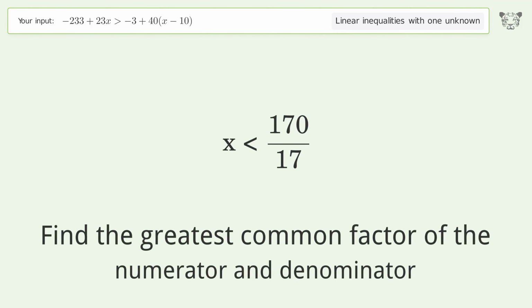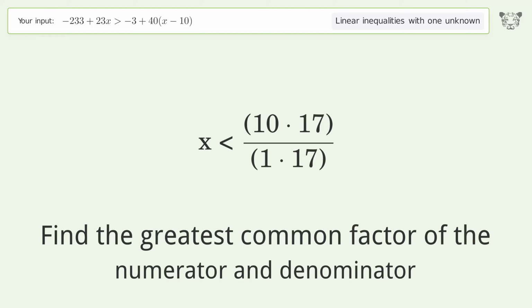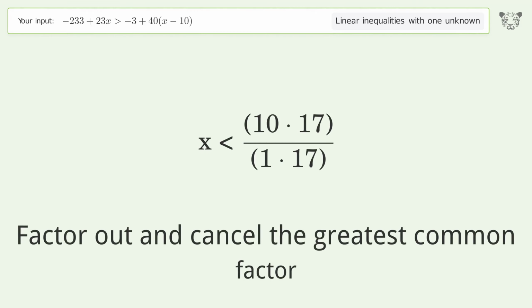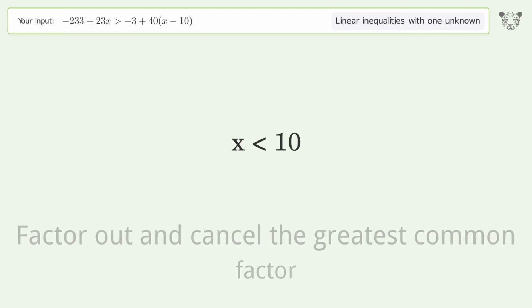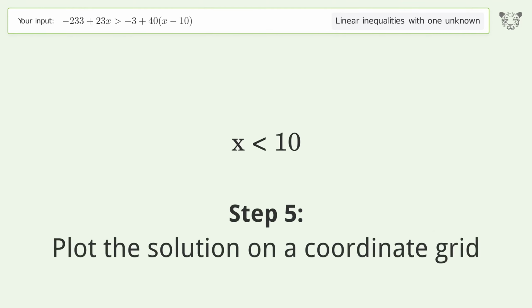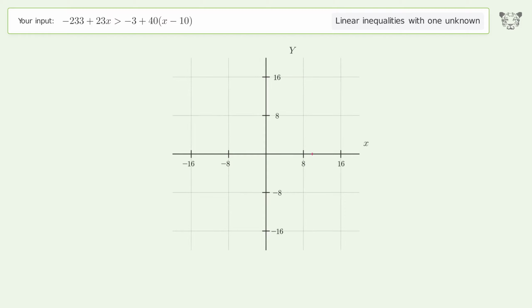Find the greatest common factor of the numerator and denominator. Factor out and cancel the greatest common factor. Plot the solution on a coordinate grid. And so the final result is x smaller than 10.